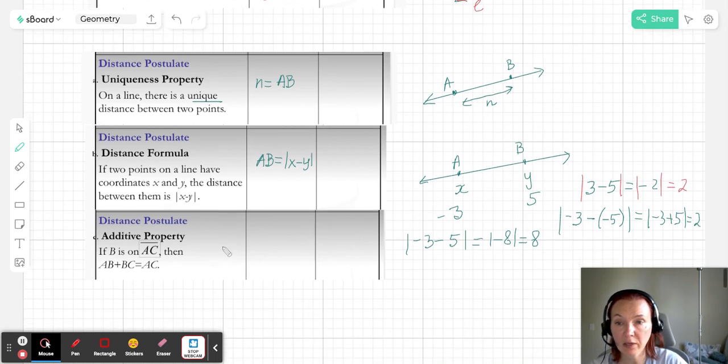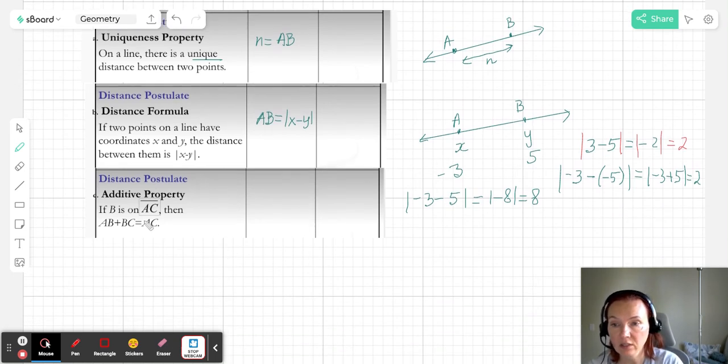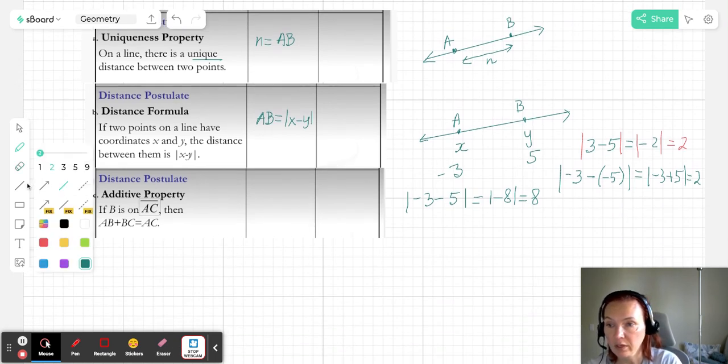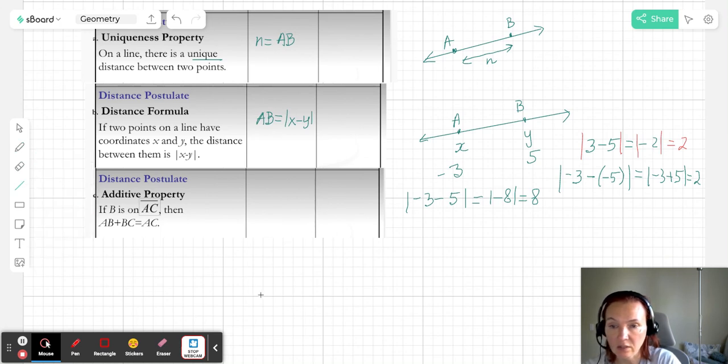And then the final part is the additive property. If we have a segment AC now, so look at this, it's a segment, it's not a line anymore, so the endpoints are called A and C, and I have a point B somewhere between those. B is on segment AC, it doesn't have to be in the middle. It's always very tempting to say, oh, B is in the middle.